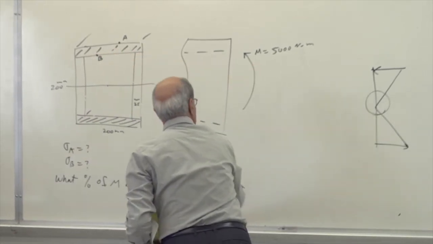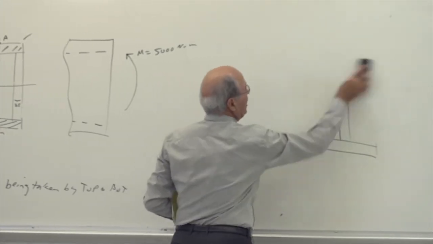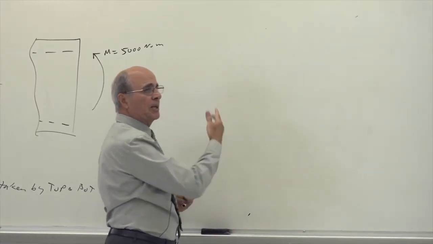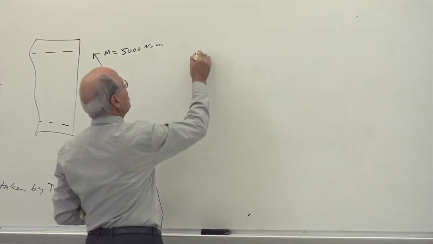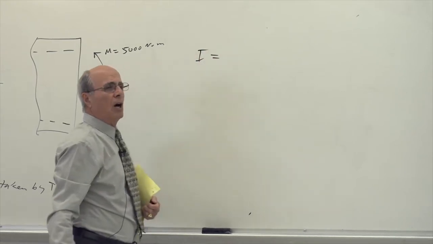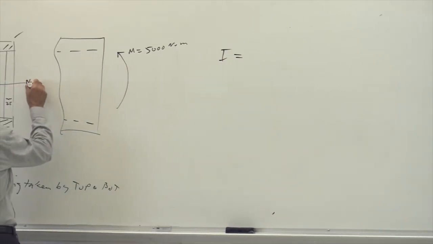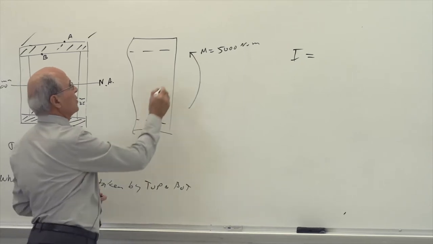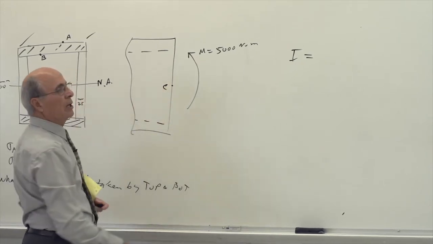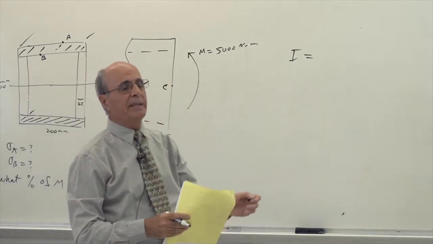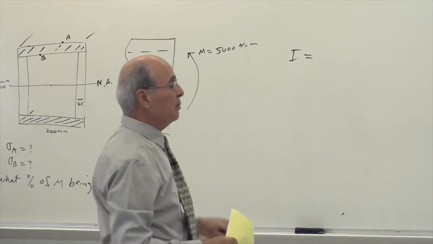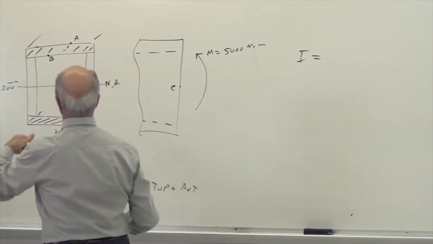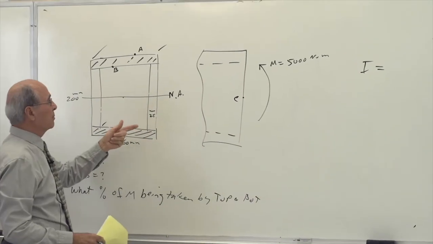Nevertheless, let's finish this problem. First of all, the centroid is at the middle. Everybody agrees. This is symmetrical, yes? Next, you need to calculate the value of I with respect to the neutral axis. This is the centroid, and this is the neutral axis. Is that correct or not? Which, again, you can do with parallel axis theorem. For this one, actually, I'll show you another method because you probably already know that.